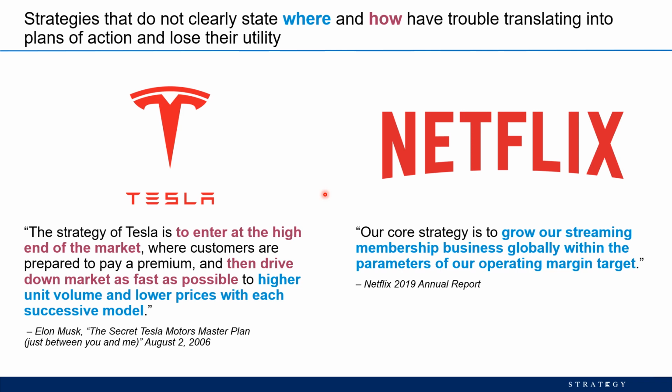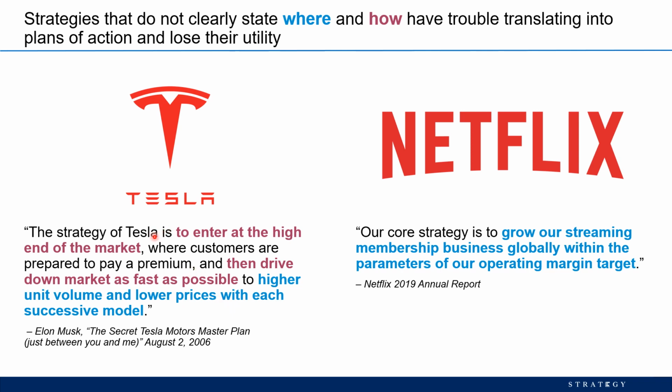So now let's go ahead and break down these strategies. Remember, we want to look for the where and the how in both of these strategies. So if we look at Tesla, we first look for the where. Where do they want to go? They want to get in a position where they are making models with higher unit volume and lower prices. That is their objective. That is where they want to be. They want to have high scale and low costs.